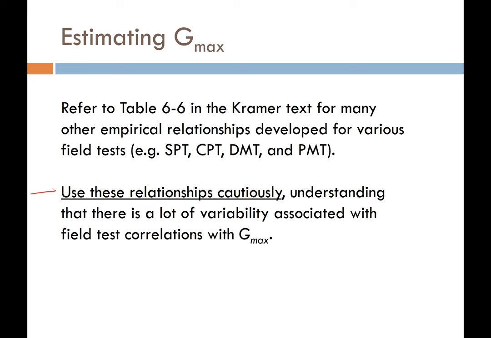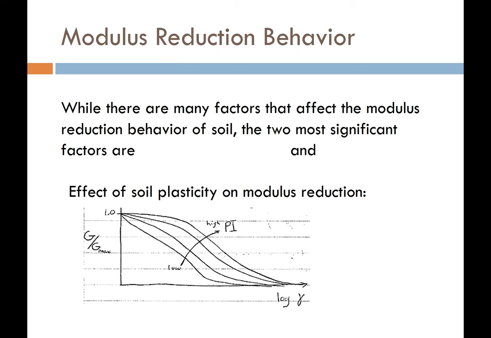I want to emphasize the importance, though, of using these correlation equations that we've been talking about the last few slides very, very cautiously. You have to understand that when we have these in-situ tests like SPT, CPT, etc., unless it's a seismic CPT where we're actually measuring shear wave velocity, we are using high strain field methods to correlate a low strain dynamic soil property. So there's going to be a lot of variability, a lot of scatter in these relationships. So just be aware of that and understand that these aren't perfect predictive relationships.